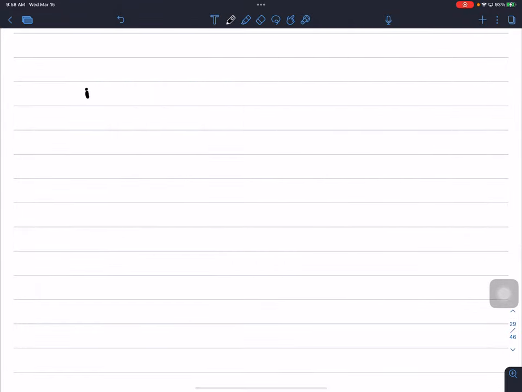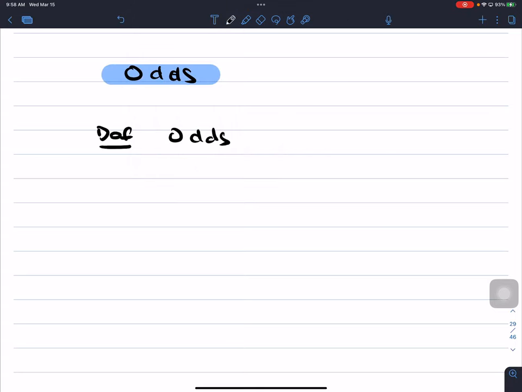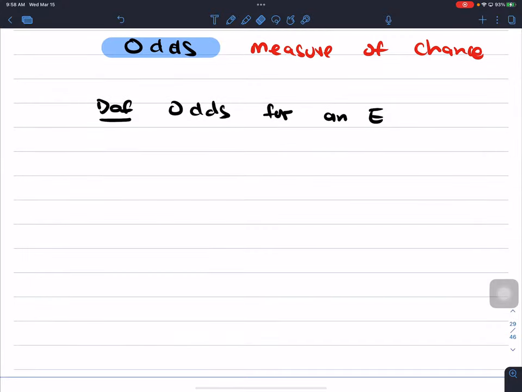Now, if I said to you, odds in general, if it came up at the next cocktail party you guys go to, odds is also a measure of what? Of chance. Okay? Odds are a measure of chance. Specifically, we have the definition of odds for an event E. I'll just say odds for E. E is an event. And this is a ratio, ladies and gentlemen. This is a ratio.